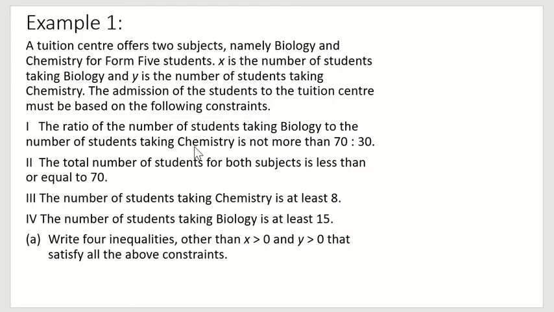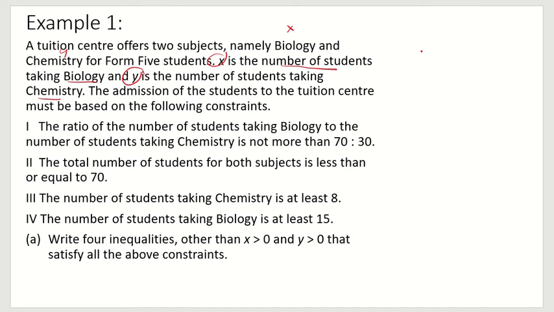Okay, let us start the questions. Example 1, a tuition center offers 2 subjects, namely biology and chemistry, for Form 5 students. X is the number of students taking biology. You do not need to let X equal to what, Y equal to what, because the question already says that X is the number of students taking biology, and Y is the number of students taking chemistry.